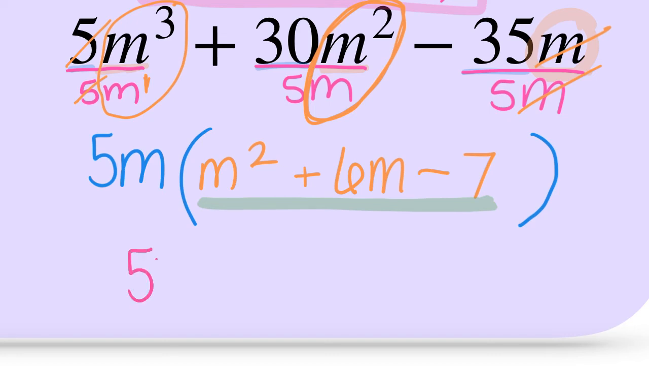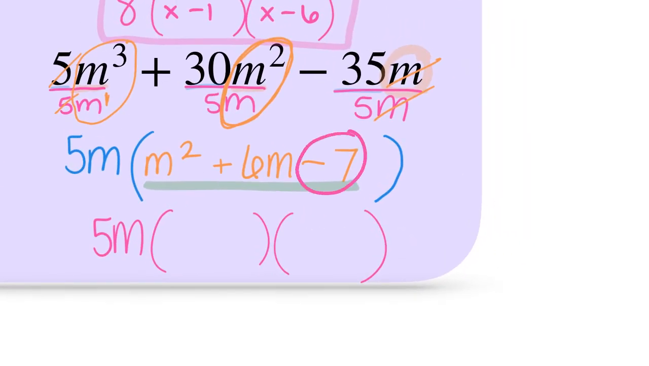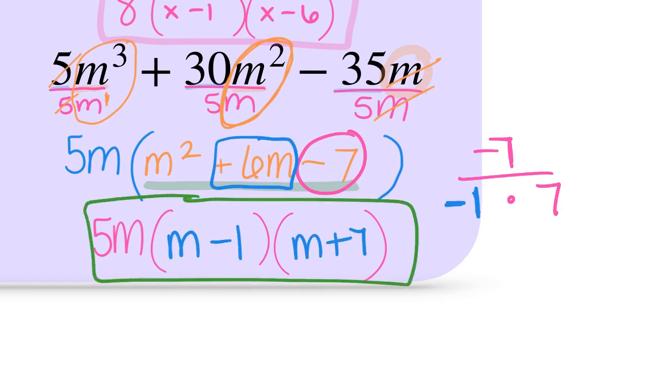We'll put our 5m on the outside, and then we'll put our 2 factors here. And let's see, if I do negative 7 is only 1 times 7. We just got to figure out which one of those should be negative. And this time I want that 6 in the middle to be a positive 6, so I need to put the negative on the 1. So this would be m minus 1, m plus 7, and this would be our final answer here.